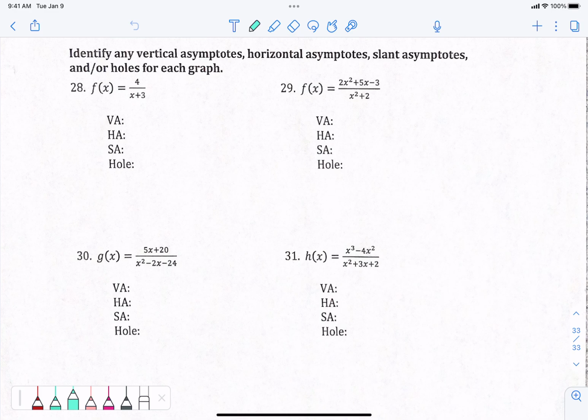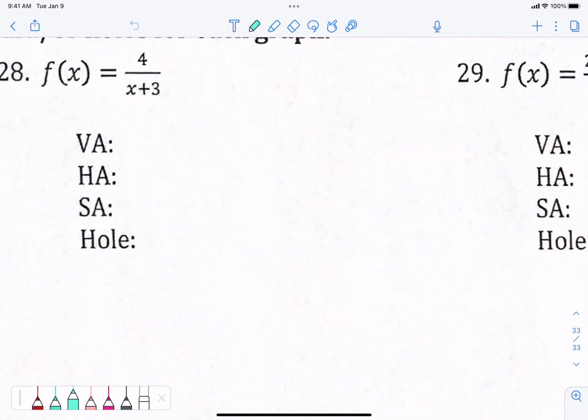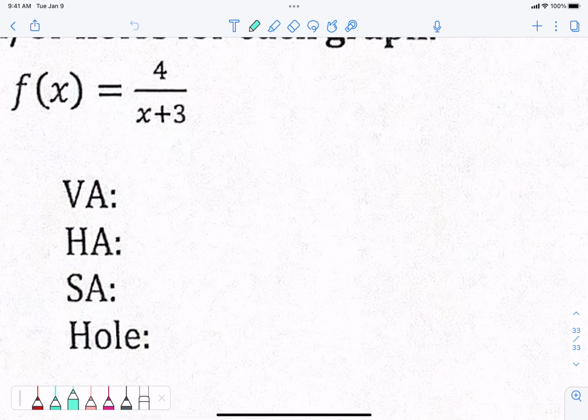So VAs, HAs, slant asymptotes, and holes, all right? This one is completely broken down: 4 over x plus 3. If I do a VA, what's the VA? X equals negative 3. Which means the domain, you don't have to write this down, but the domain would be x is not equal to negative 3 because those two coincide together. In your brain, make that link, okay?